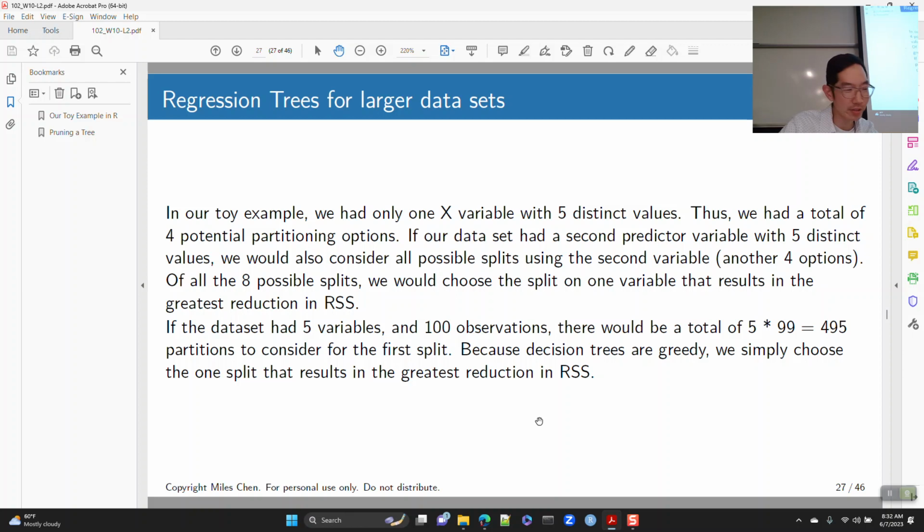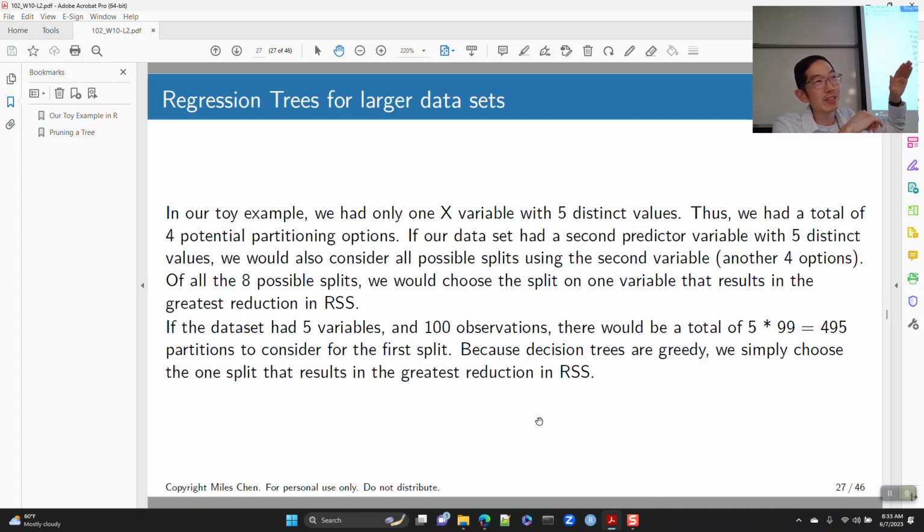For a larger data set, it would consider all of the possible partitions across all of the possible variables, and it will just pick the one split that performs the best. It doesn't do a look ahead. I think there are some algorithms that would consider looking ahead, picking a non-optimal split here so that you can achieve a better split later. But that's really computationally expensive, because even with this small data set, 100 values and 5 variables, you have 495 splits to consider.